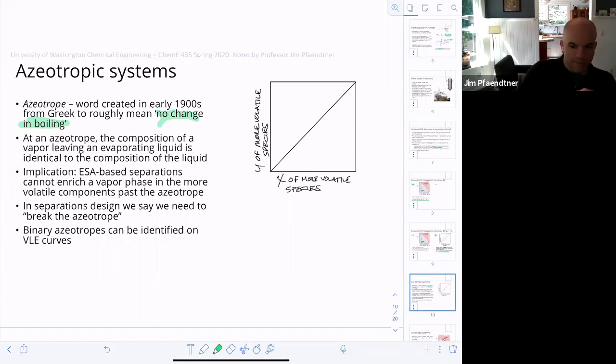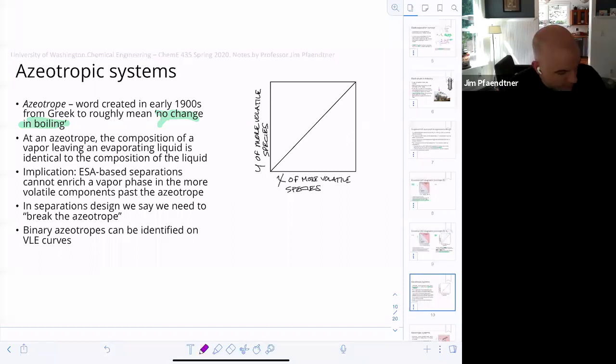That's not what we've been used to talking about so far, because we've had this idea that we're going to enrich the vapor in the more volatile component. But some non-ideal systems reach a point where you can no longer do that, and then the system is said to be at an azeotrope.